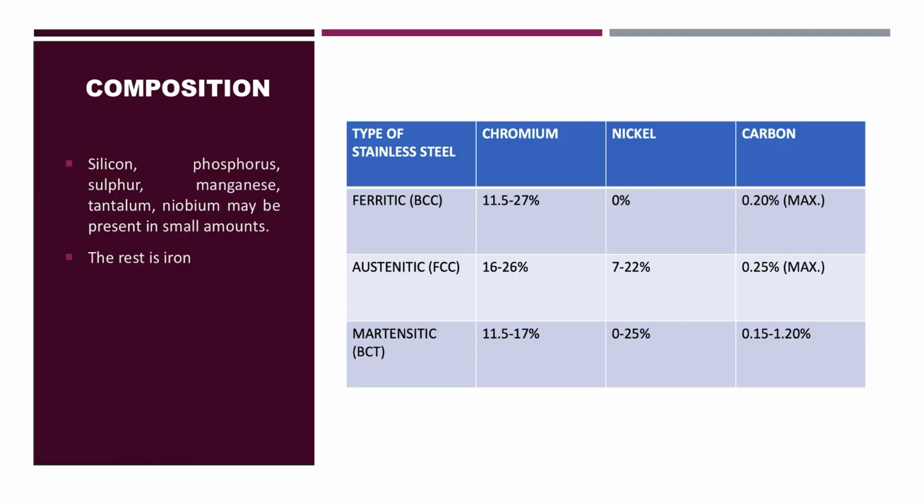Types of stainless steel. There are ferritic, austenitic and martensitic stainless steel. Ferritic stainless steel contains 11.5 to 27% chromium, 0% nickel and 0.2% carbon. Austenitic stainless steel contains 16 to 26% chromium, 7 to 22% nickel and 0.25% carbon. Martensitic contains 11.5 to 17% chromium, 0 to 25% nickel and 0.15 to 1.20% carbon.